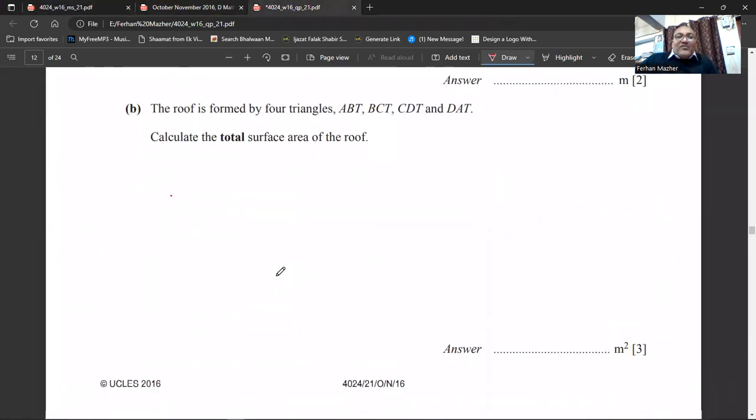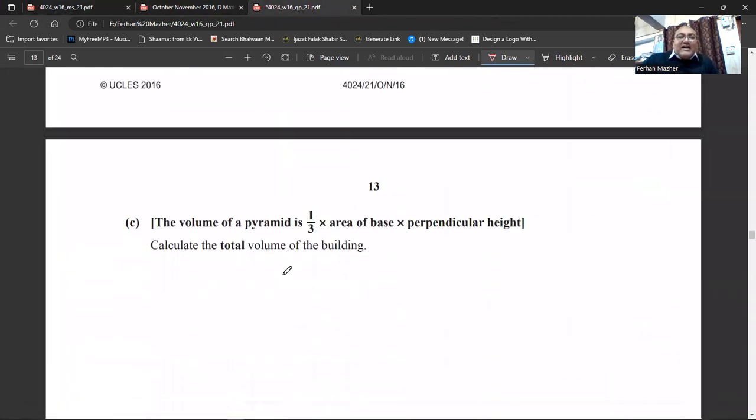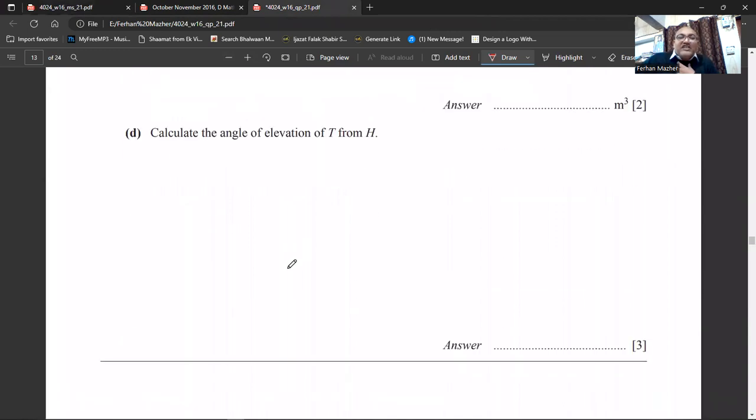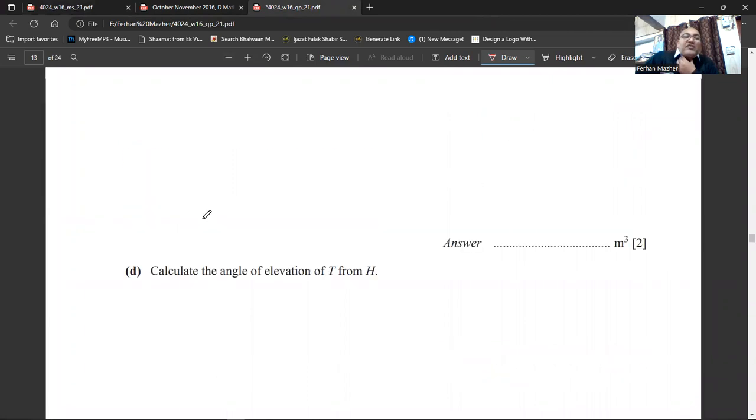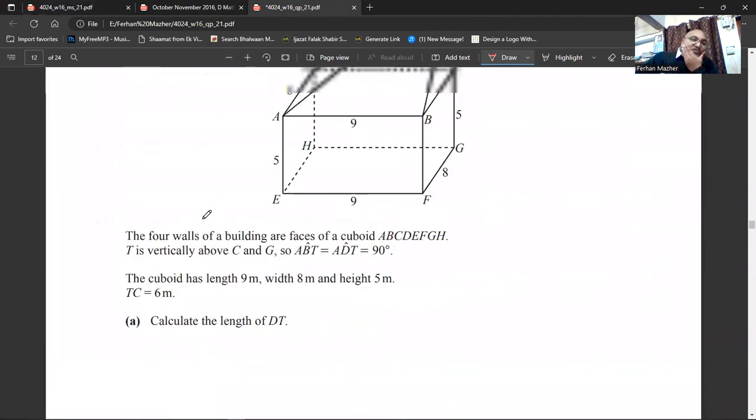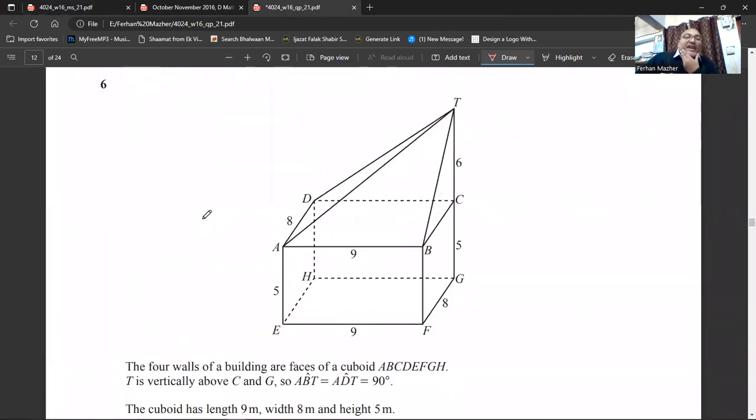Okay, so we are done with the C part, and now we are on the D part. It says calculate the angle of elevation of T from H. So they want me to find out T from H. The H is here, the T is here, the G is here. So I will take this value like this, and this is a triangle. The T is here, the H is here at the bottom. Here we have the G.